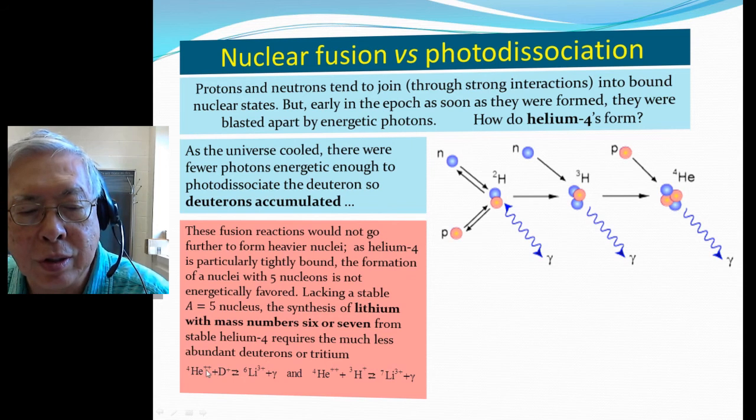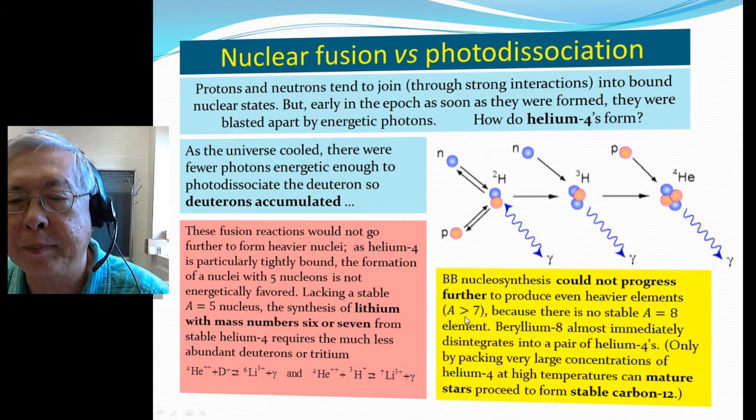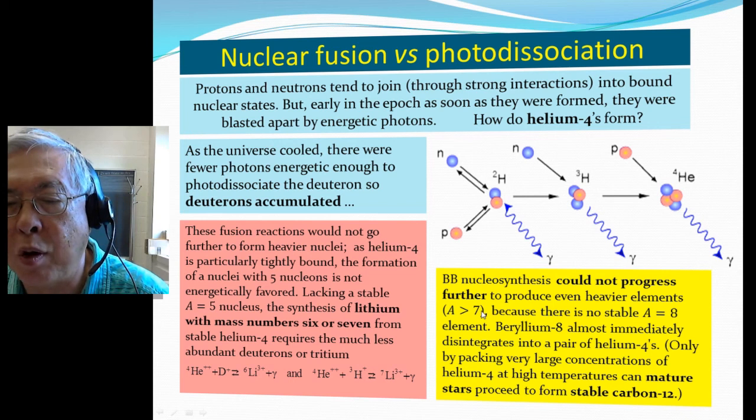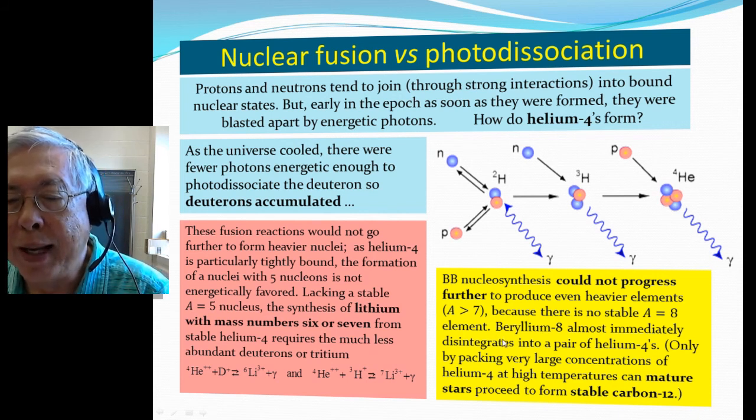So you have to find a deuterium to make a new lithium, or find a tritium, and deuterium is very scarce, so they can be produced, but only in very small amounts. So Big Bang nucleosynthesis could not progress further to produce even heavier elements, for example, mass over 7, because there are no stable mass number 8 elements. For example, beryllium-8 almost immediately disintegrates into a pair of helium-4s.